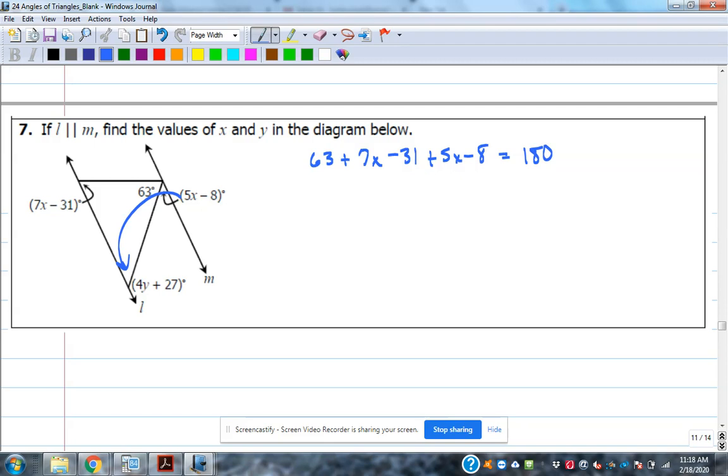Okay, that's only one transversal that creates the relationship there. So set those up, solve. So that'd be 12x, 32 minus 8, be 24. All right, 12x plus 24 is equal to 180. Subtract 24, 156, x would be 13.